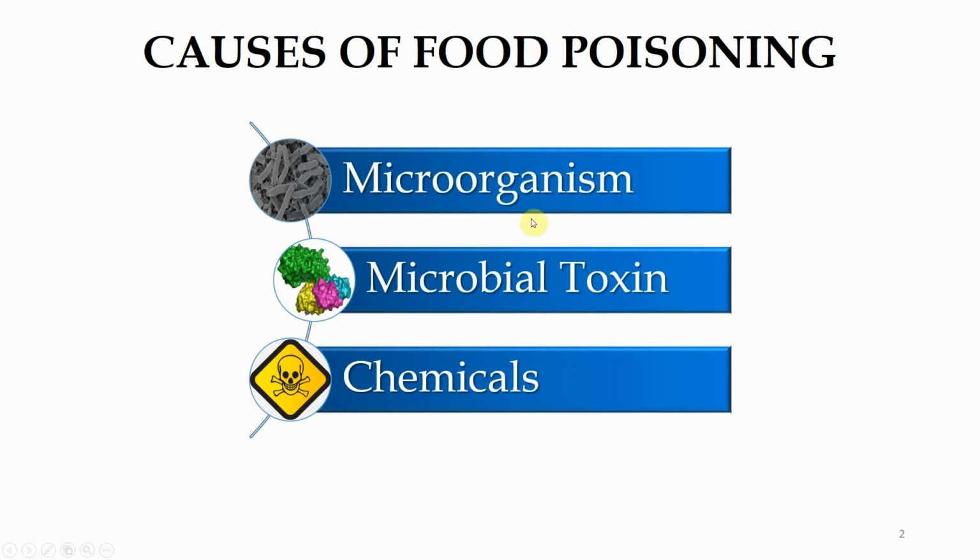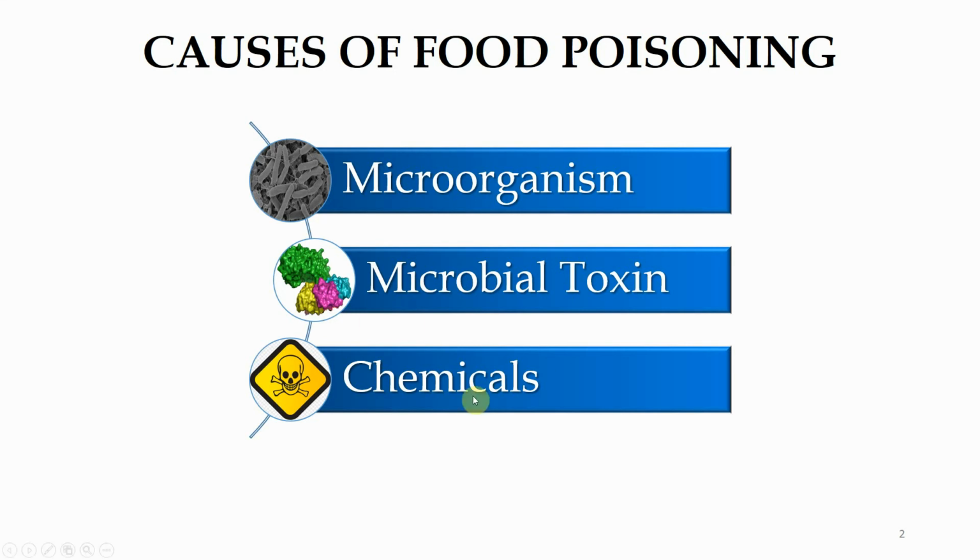For the first group, microorganisms, they are tiny living organisms that can cause illness if they grow in large numbers. Second, microbial toxin. Certain microorganisms will release toxins that are resistant to heat. This heat-resistant toxin will not be removed under normal cooking conditions. Thus, consumers will still experience food poisoning after eating contaminated cooked food.